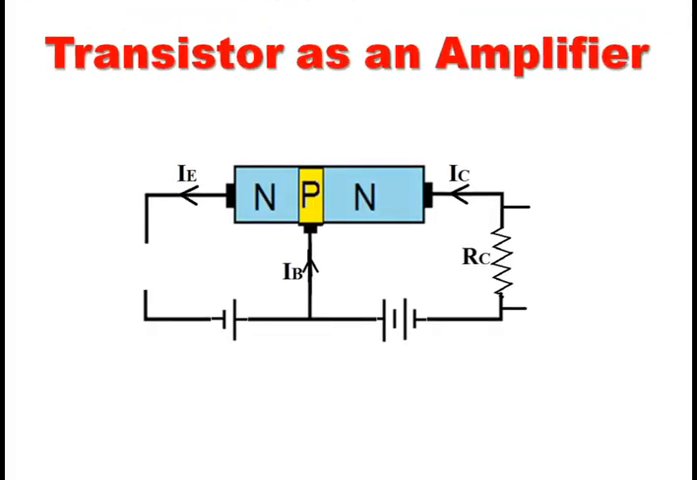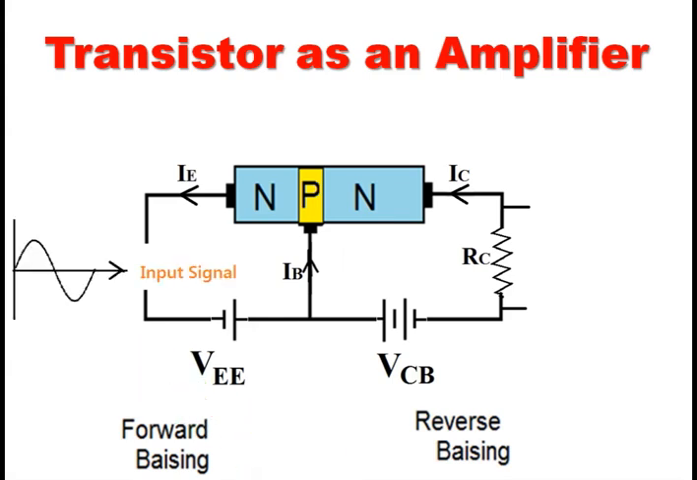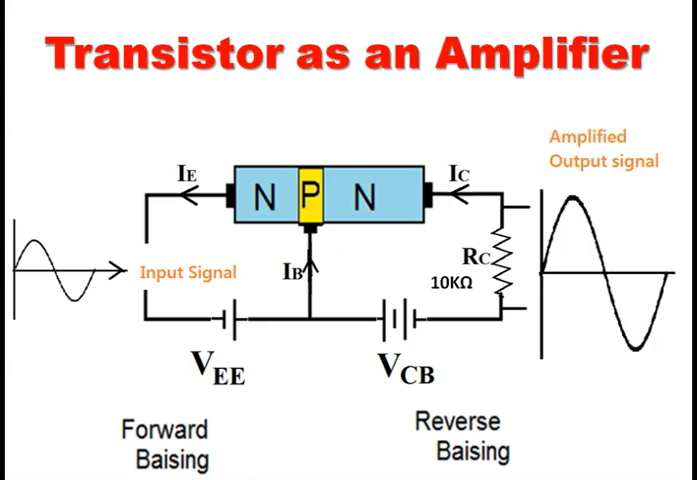So this is our NPN transistor, and these are the specific voltages of the emitter base junction. This is the emitter base voltage, and this is the collector base voltage. The emitter base junction is forward biased, and the collector base junction is reverse biased. Whenever we apply the input signal, which is the weak signal, we will get an amplified form of it.